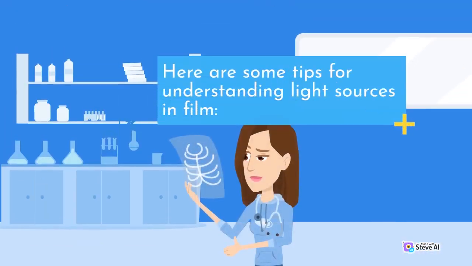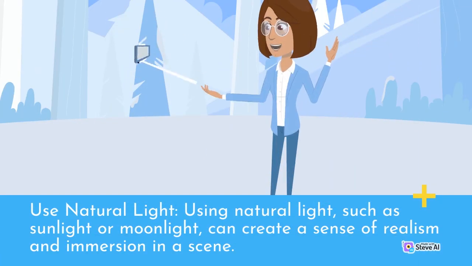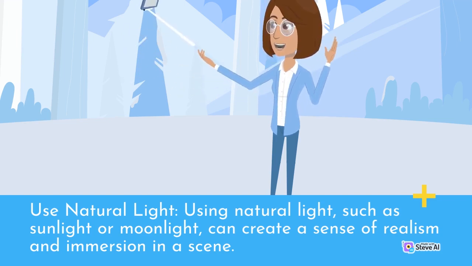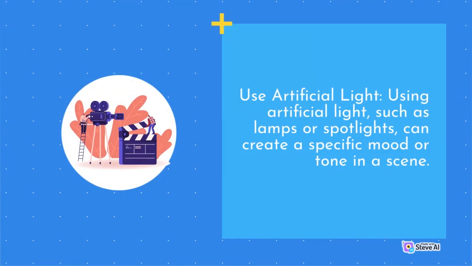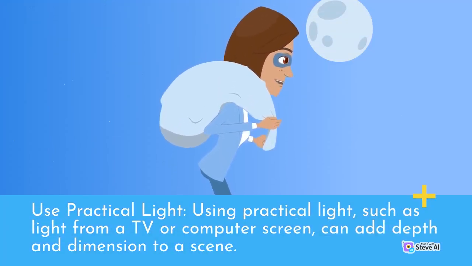Here are some tips for understanding light sources in film. Use natural light. Using natural light, such as sunlight or moonlight, can create a sense of realism and immersion in a scene. Use artificial light. Using artificial light, such as lamps or spotlights, can create a specific mood or tone in a scene. Use practical light. Using practical light, such as light from a TV or computer screen, can add depth and dimension to a scene.